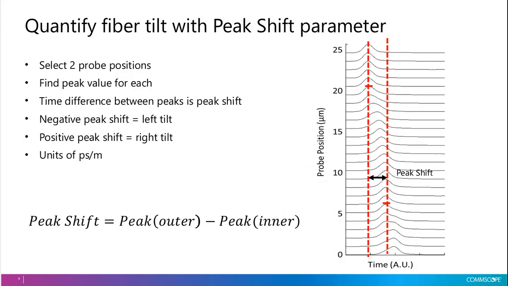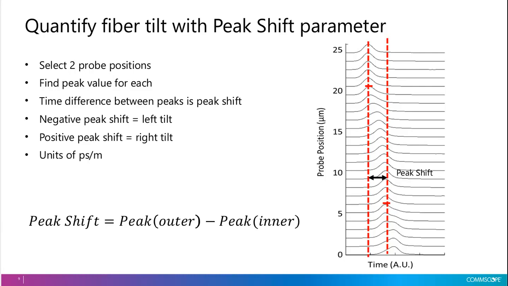To quantify the tilt of the different fibers, we came up with a parameter we call peak shift. So we have a DMD trace here on the right, and what we do is we select 2 probe positions. One is for the inner radius, one for the outer. In this case, I picked 5 microns and 19 microns. We look for the peak for those radial positions, and then we look at the difference in time between where those 2 peaks are located, and we call that peak shift. And we're subtracting the inner from the outer.